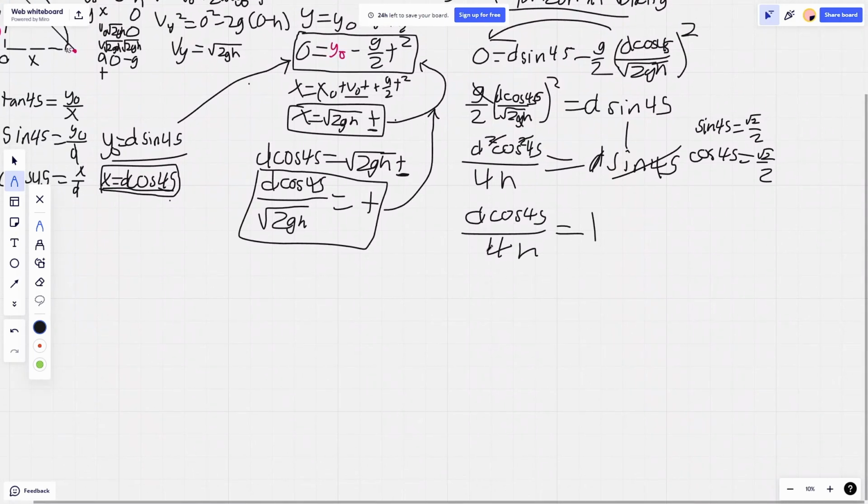Let's go down here for a sec. Now we're going to multiply by 4h. We're just going to isolate the d. So d is equal to 4h cosine 45. Cosine 45 is equal to root 2 over 2. So you would get d equals 8h over root 2, or otherwise known as 4 root 2 times h. Just make sure that h is not under the radical. There you have it.